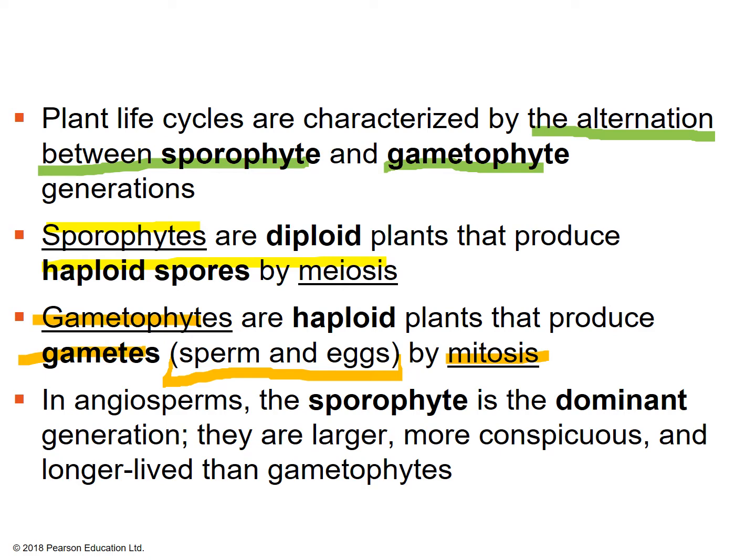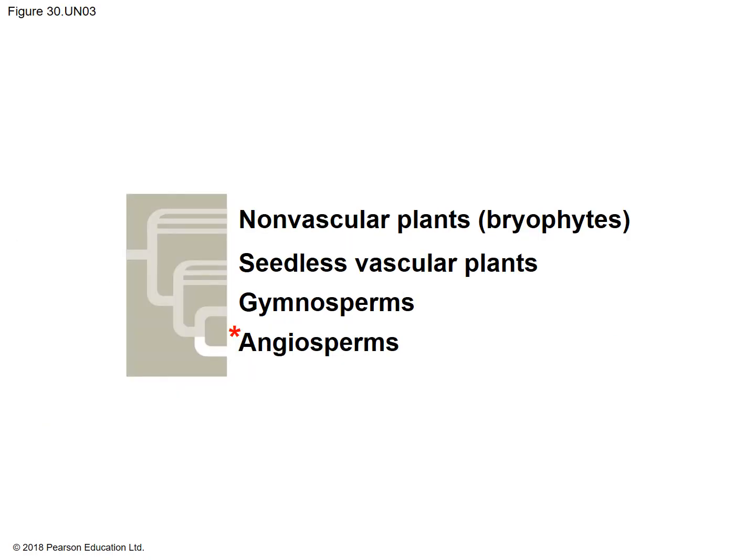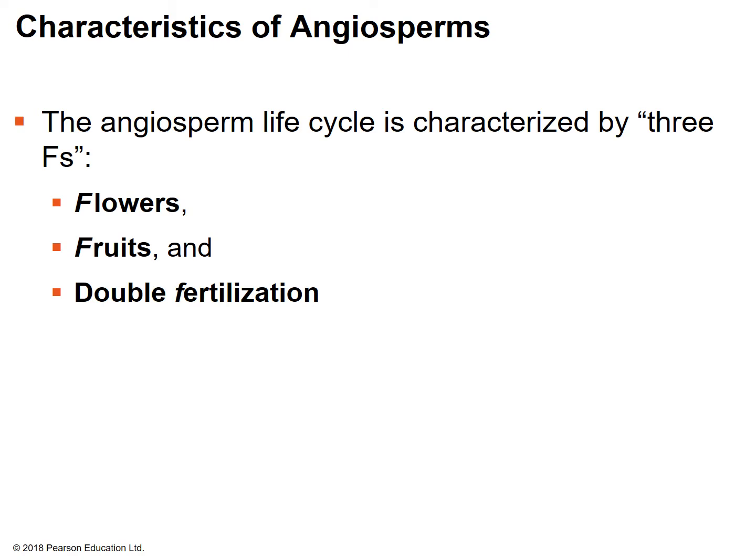In angiosperms, the sporophyte again is the dominant generation. They are larger, more conspicuous, and longer lived than gametophytes. The angiosperm life cycle is characterized by three Fs: flowers, fruits, and double fertilization.